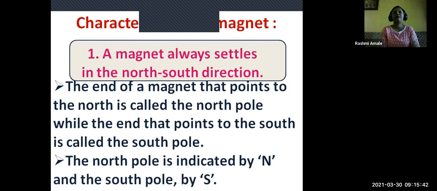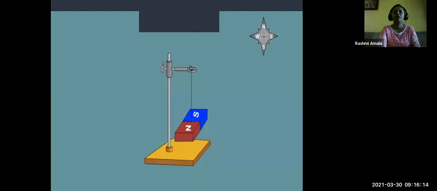Now, let us understand the characteristics of a magnet. The first one is a magnet always settles in the north-south direction. Okay, children? The end of a magnet that points to the north is called the North Pole, while the end that points to the south is called the South Pole. The North Pole is indicated by capital N, and the South Pole by capital S. So here you can see a magnet is hung freely. It will always point in the north-south direction. This is the first characteristic of a magnet.